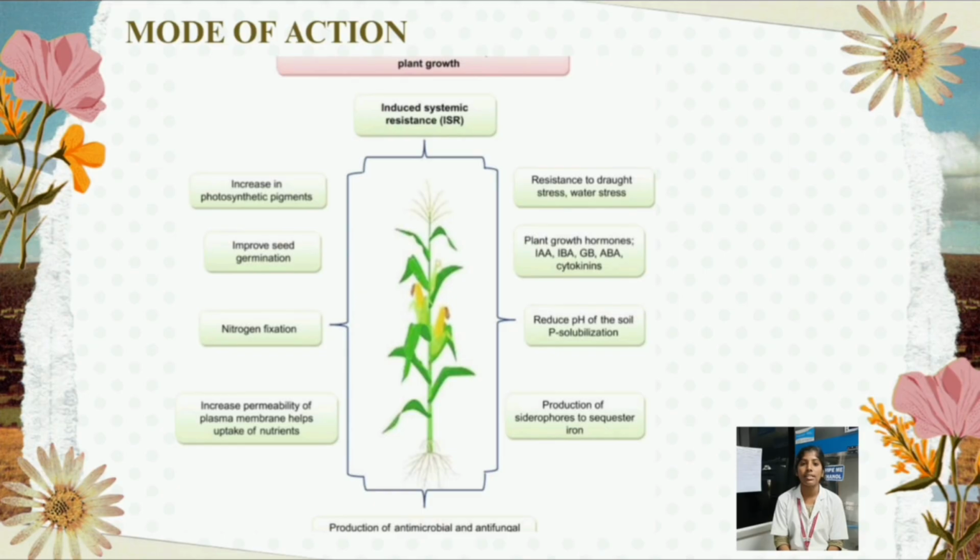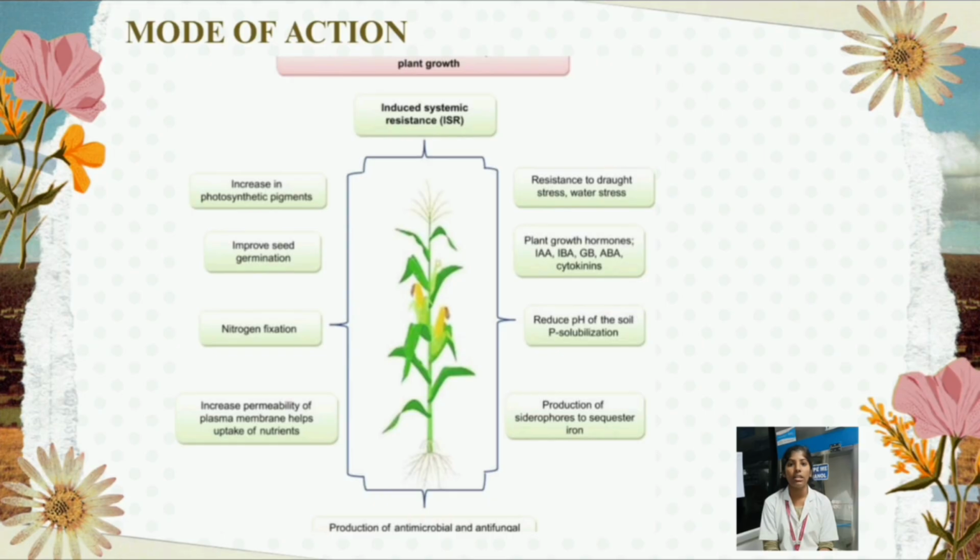Next, let us see the mode of action of Azospirillum. They help in increasing photosynthetic pigments, which improves the plant's ability to produce food. They also enhance seed germination and play a key role in nitrogen fixation, making nitrogen available to the plants. Another important action is that they increase the permeability of the plasma membrane, which improves the uptake of essential nutrients. At the same time, they produce antimicrobial and antifungal compounds that protect plants from harmful pathogens.